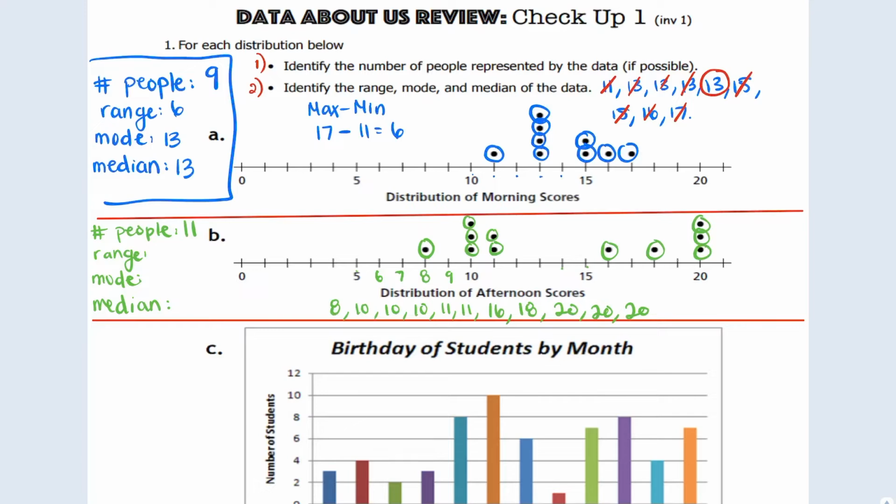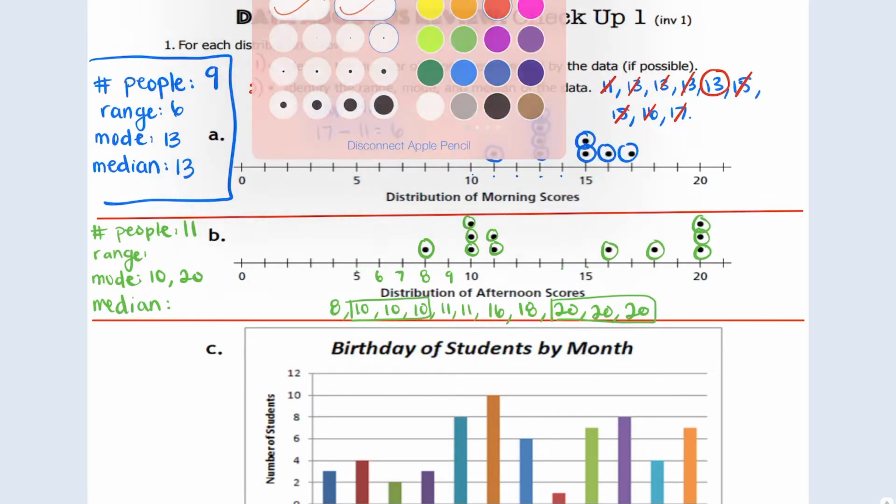So I'm taking a look at my data and I'm trying to find my mode. I'm trying to find the number or numbers that happen the most. I have 3 10s and I also have 3 20s. So in this case, I'm going to have 2 modes, so you should write both numbers, 10 and 20. There we go.